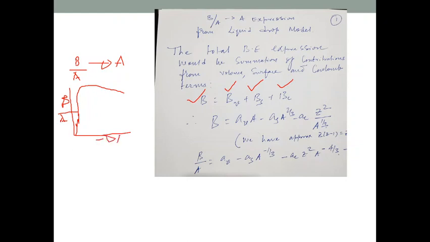So if we have an expression for B, I can take the B by A versus A graph and see whether I'm able to get this shape. This is going to be the first test of the model, and after that we are going to test whether it's able to predict various nuclear phenomena or not. This is called the mass formula. So basically we are trying to get the mass formula.